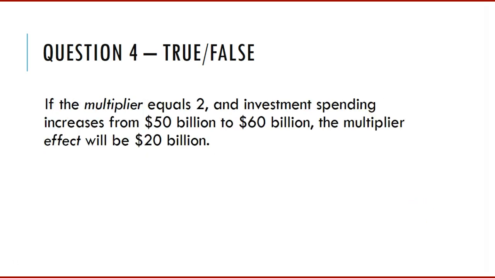Question 4, true or false? If the multiplier equals 2 and investment spending increases from $50 billion to $60 billion, the multiplier effect will be 20 billion. So investment spending increases by 10 billion, and it is alleged that the multiplier effect, that is, the increase in real GDP as a result, will be 20 billion.